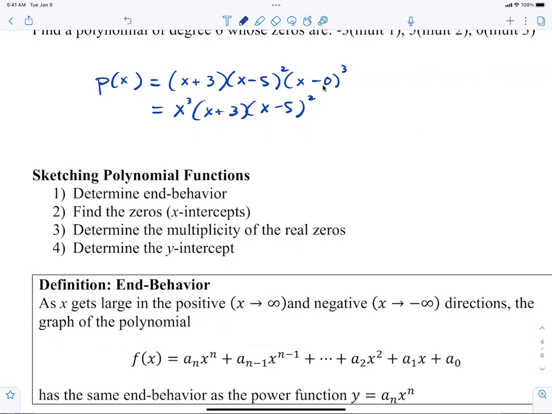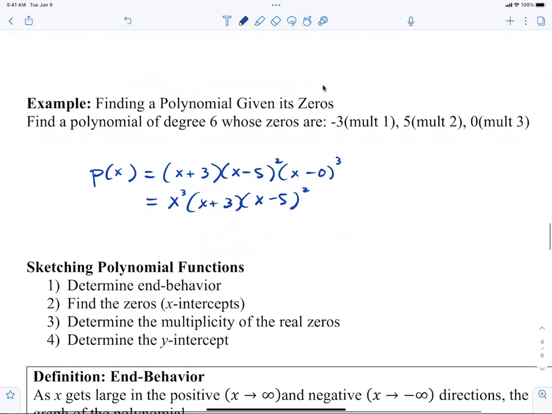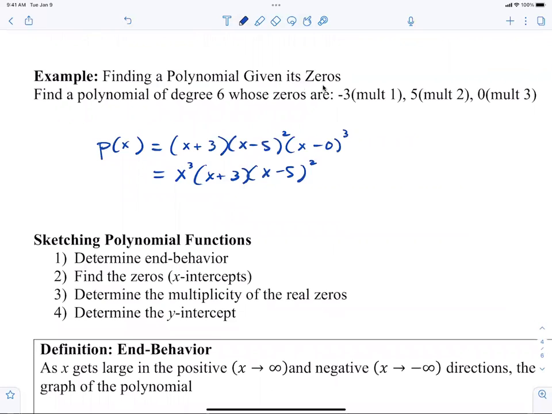When you're listing zeros of a polynomial, should you list them in order? It doesn't matter. Yeah.